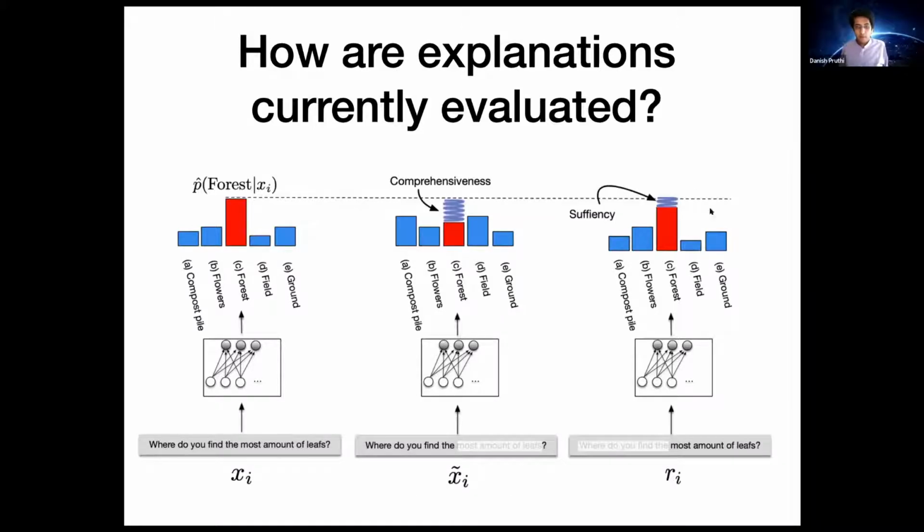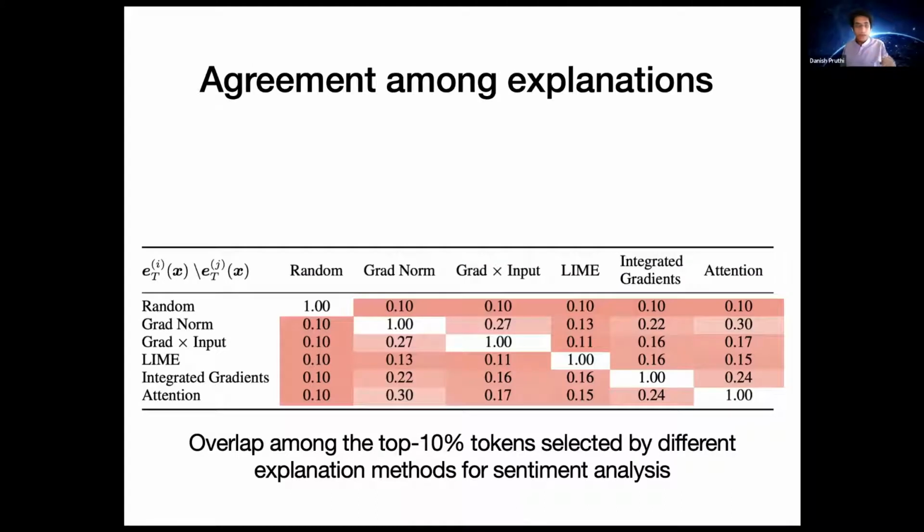And having said that, there are a lot of explanation techniques which have been designed that do not agree with each other. So this heat map suggests and tells us how much overlap we see between different techniques. And what I've done here is I've picked out the top 10% tokens selected by different explanation techniques, and I've tried to capture the overlap between the two techniques.